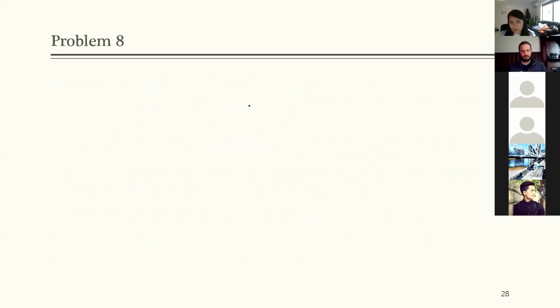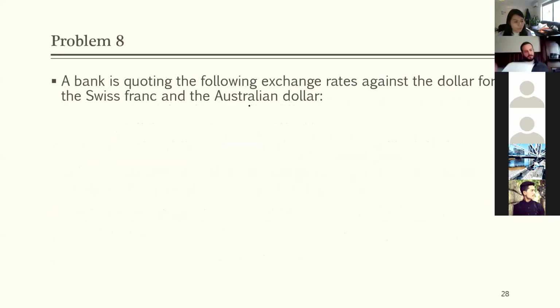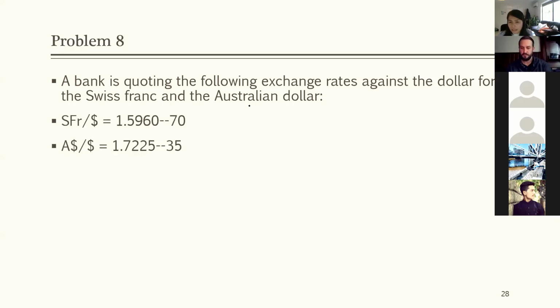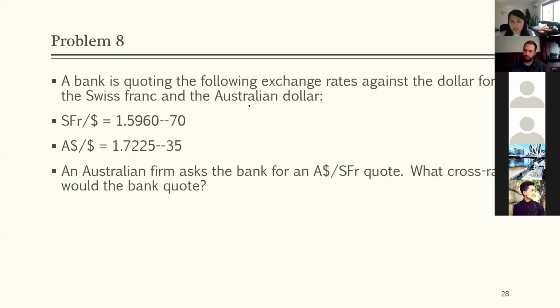All right, so let me go to problem 8, and then if we have time, we will go through problem 3, okay? So here in problem 8, we've got a bank that has these two quotes, okay? So we have a bid-ask spread for 2 different exchange rates, and we are asked to compute the Australian dollar versus franc exchange rate, okay? So this is a cross-rate calculation that involves bid and ask spread, okay?